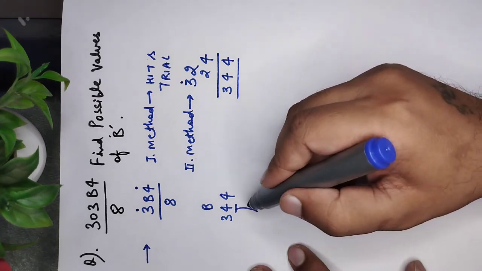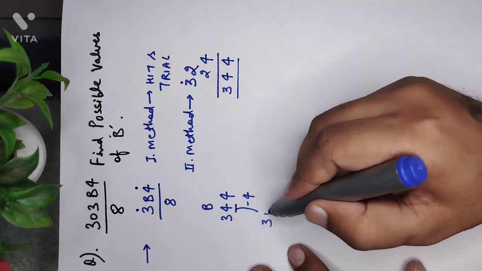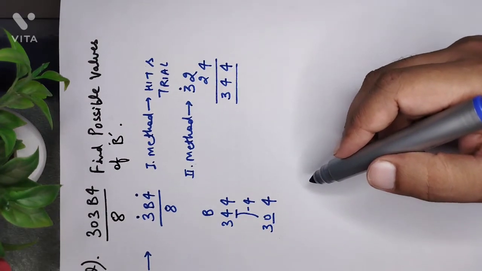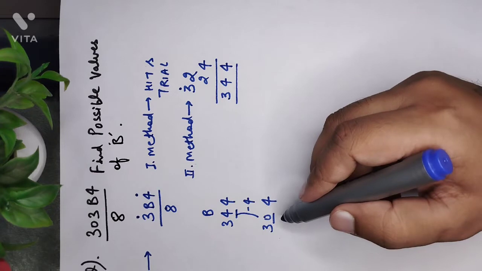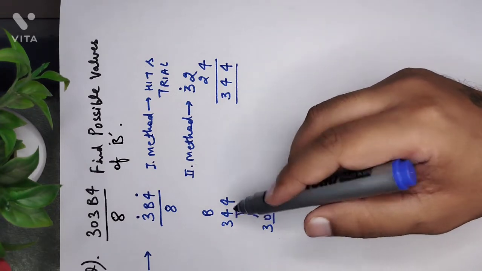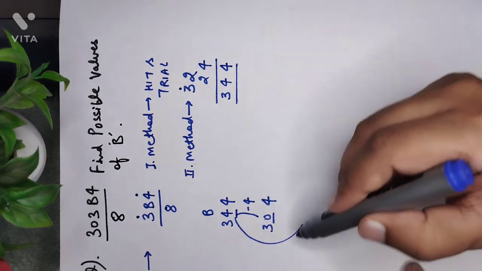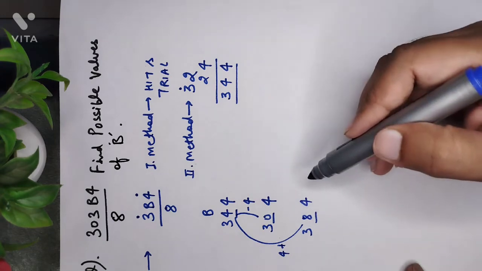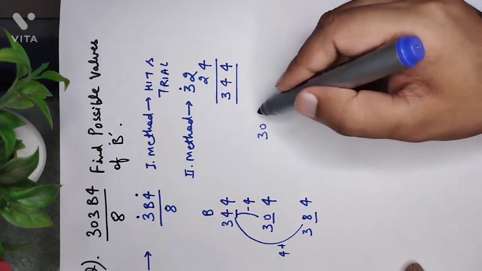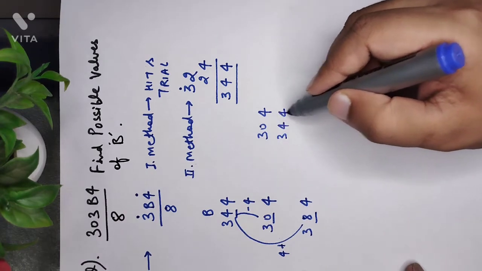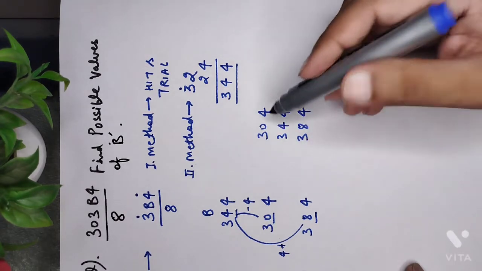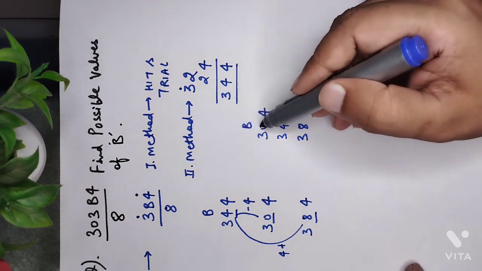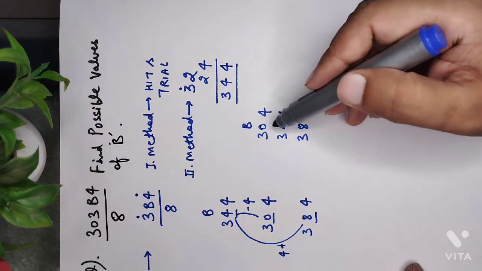So if I decrease this number by 4, I get one more number, and the number is 304. Similarly, if I add 4 in this, then I get this 4. If I add one more 4 in this, then I get a number that is 384. So we have three numbers, that is 304, 344, and then 384. You can see that this increased by 4 and this again increased by 4. So we can say that we have three numbers over here, or we have three possible values of b.